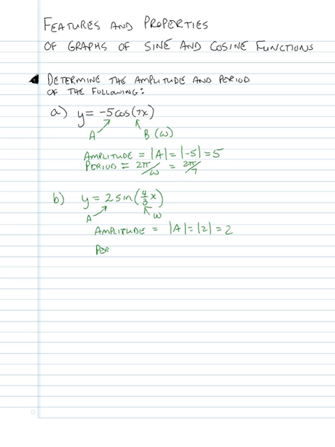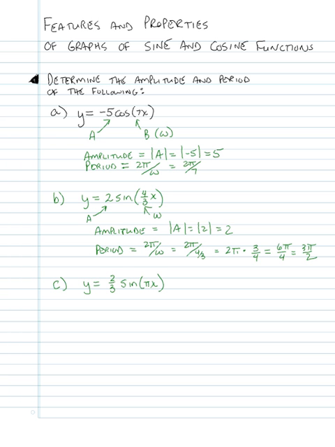Our period is 2 pi divided by omega. And in this case, omega is 4/3. So we have 2 pi divided by the fraction 4/3. So that's 2 pi times the reciprocal of 4/3, which is 3/4. And when we reduce this, of course, we'd actually get 6 pi over 4, wouldn't we? Which will reduce to 3 pi over 2. So we just have to be careful that we incorporate all the appropriate algebra. So here the period is 3 pi over 2.